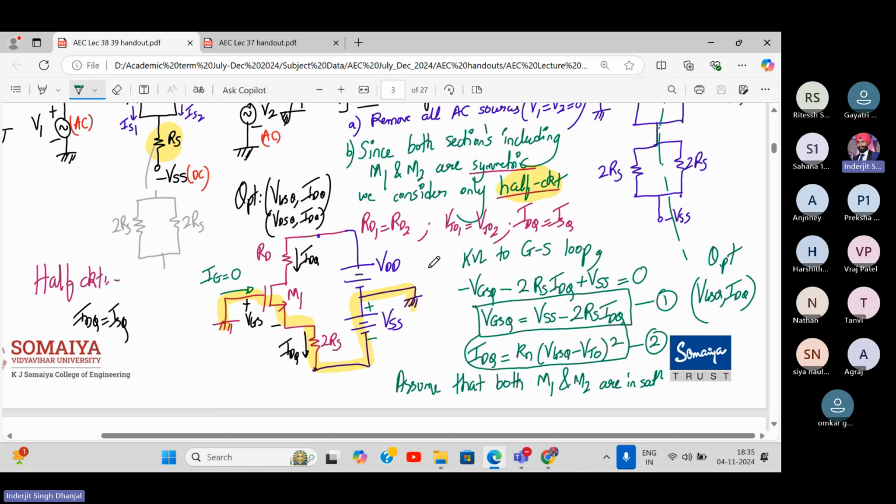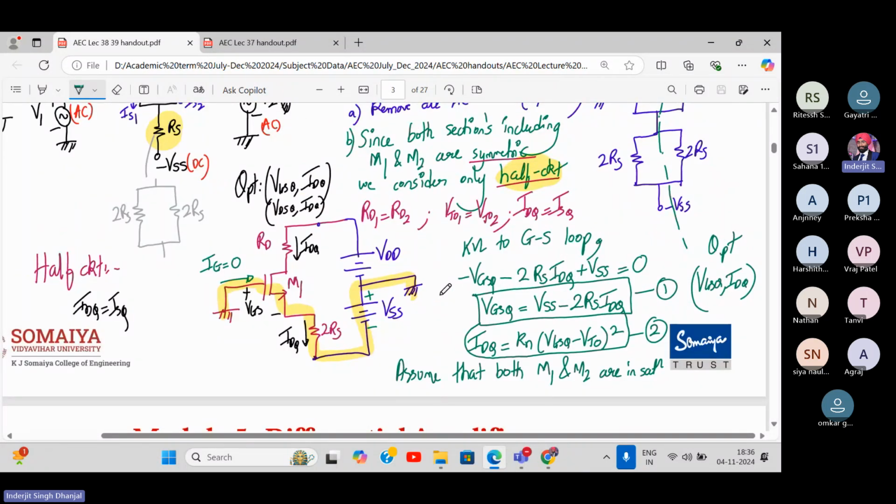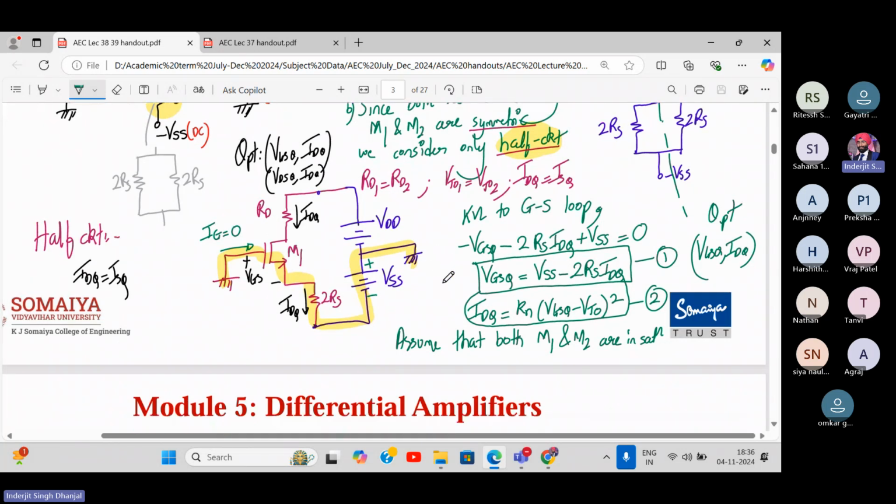Everyone completed? Can I move on from this? Remember, whether it will be any configuration, DIBO, DIUO, SIBO, SIUO, the analysis will remain the same, will not change. So in the exam, they can ask you, apply DC analysis and find the expression for VGSQ, IDQ and VDSQ. You need to do this analysis only. All right. Can I scroll down now? Have you understood it? Okay, fine.